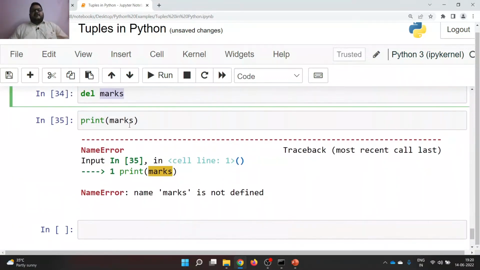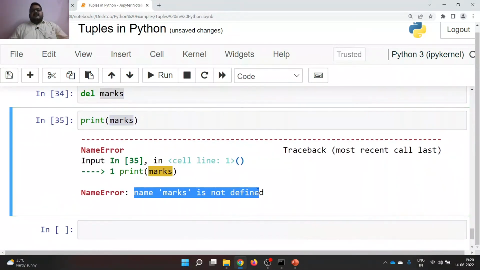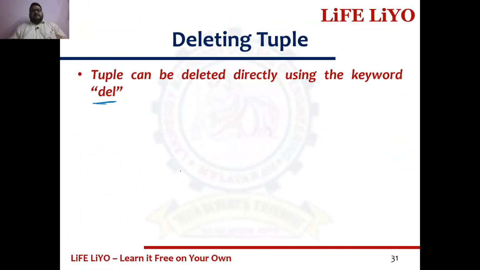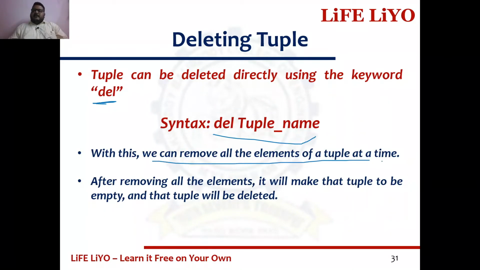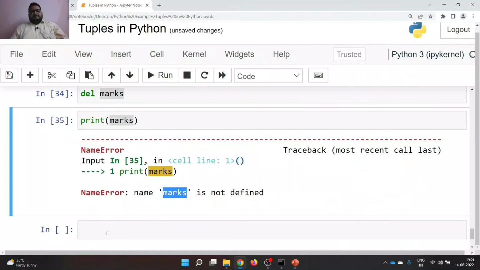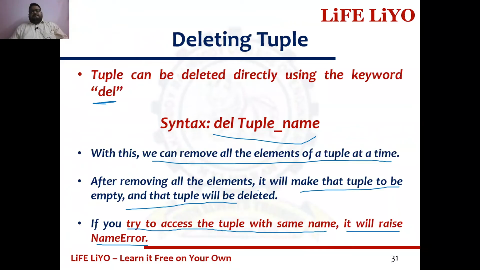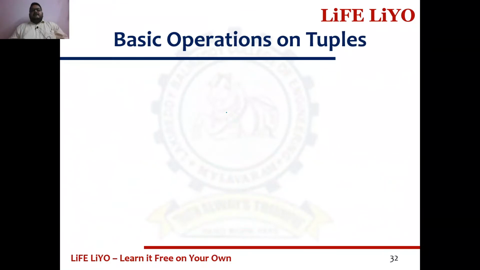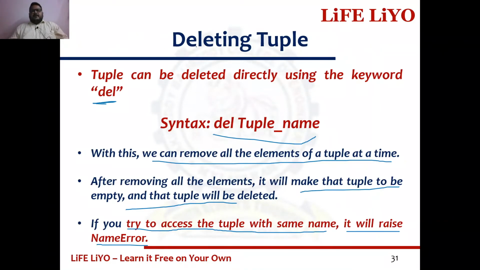Then after that, if you try to access marks, it gives us that name marks is not defined because marks has been removed from the memory. So that is the syntax, del space tuple name. With this, you can remove all the elements of a tuple, and the tuple will be deleted completely from the memory. If you try to access the tuple with the same name, it will raise name error. So this is deleting the entire tuple from the memory.